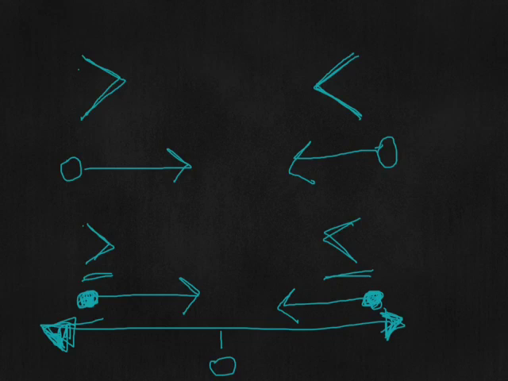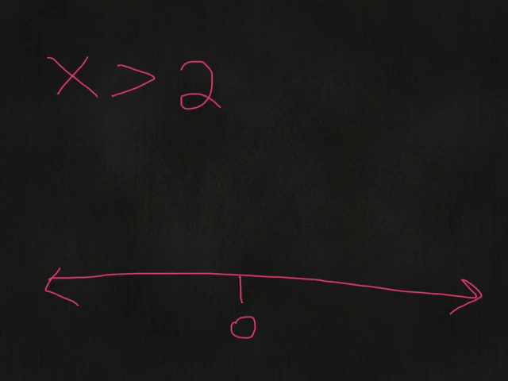So we use an open circle for greater than and less than, but we use a closed circle for greater than or equal to and less than or equal to.